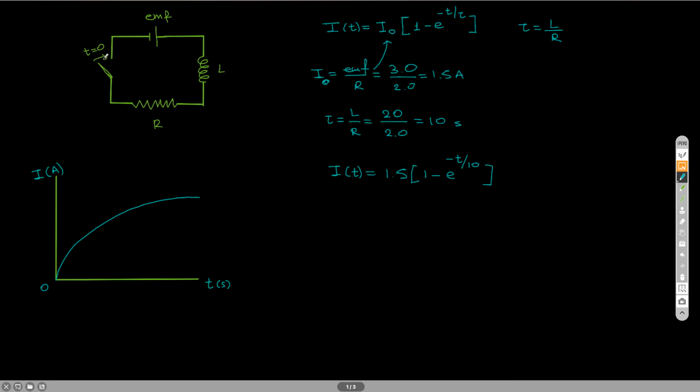Now, it is important to have a qualitative understanding of what this mathematical expression means. As soon as I close the switch, the inductor will oppose the change that I'm making. What change am I making? When I close the switch, I want to change the current from 0 to EMF over R. The purpose of the inductor is to oppose that change.